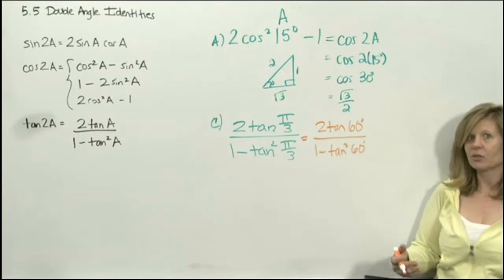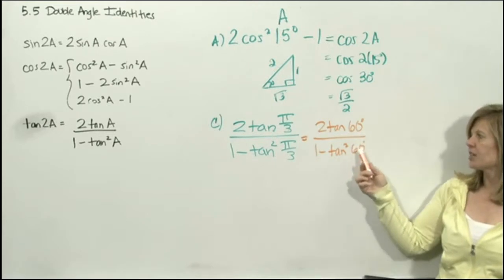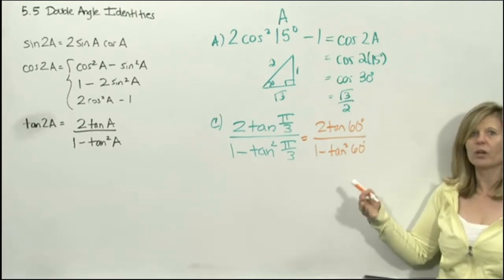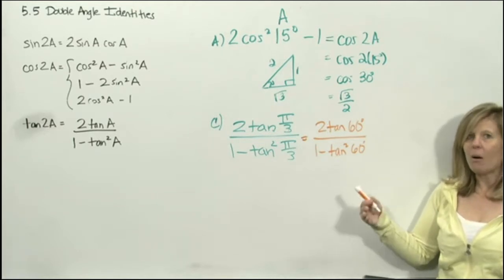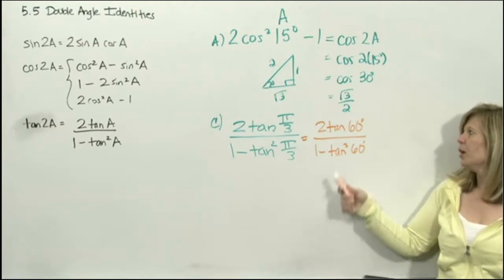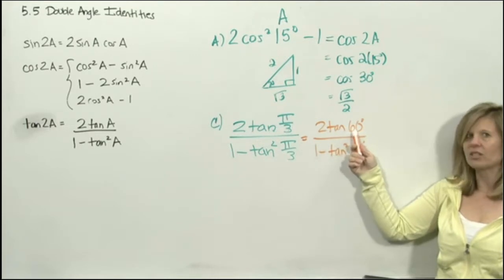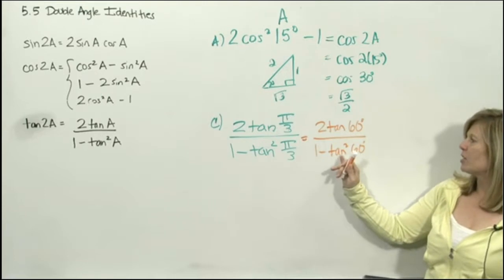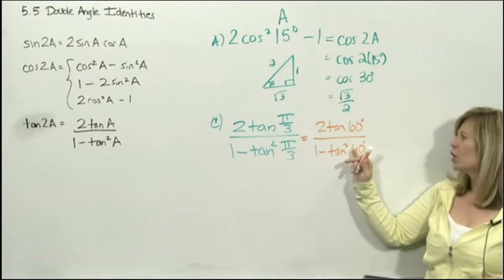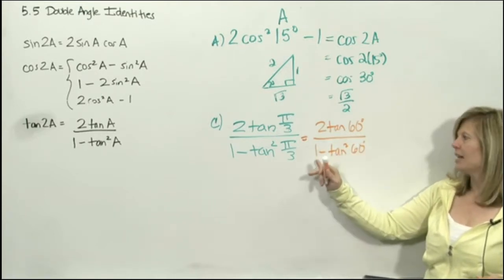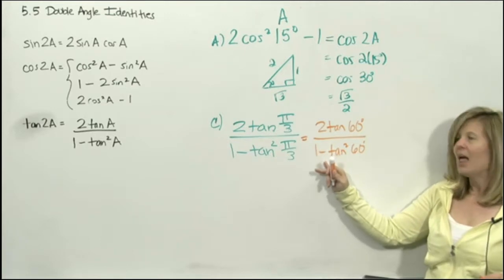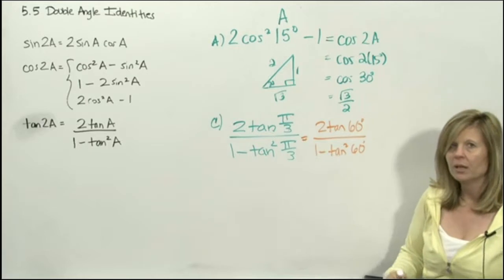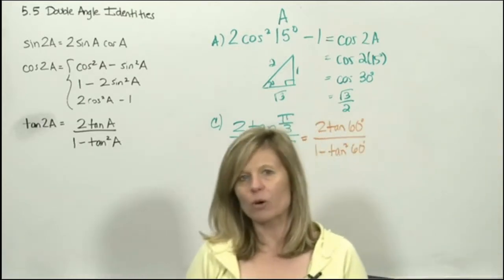Now, let's think about this. Can we look up 60 degrees without a calculator? Sure we can. We could use our 60-degree triangle, right? However, look at the work you have to do. You would have to find out what the tangent of 60 degrees is as a number and multiply it by 2. Then you would have to find out what the tangent of 60 degrees is as a number, square it, and subtract it from this 1. Then you would have to take this number in the numerator and this number in the denominator and divide them. It can be done, it's just a lot of arithmetic.